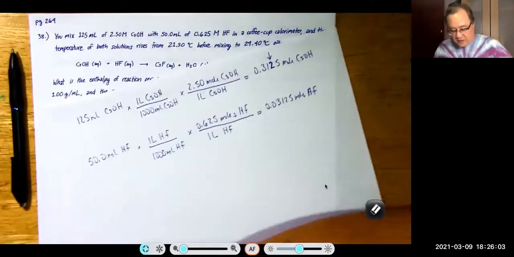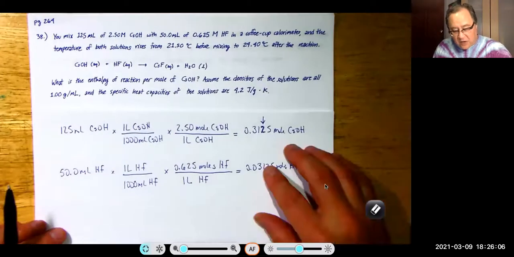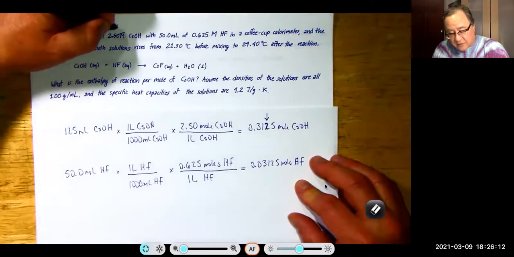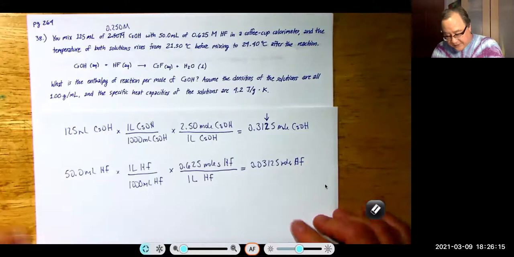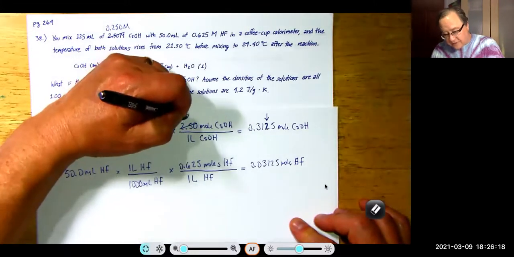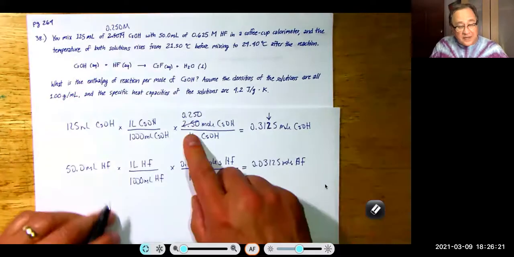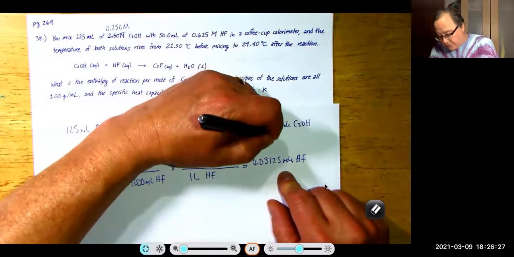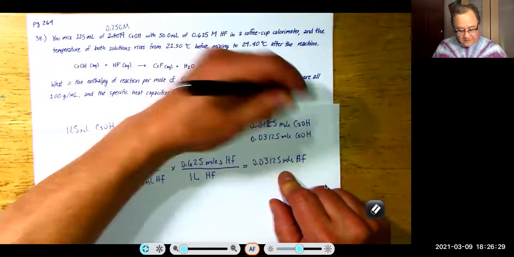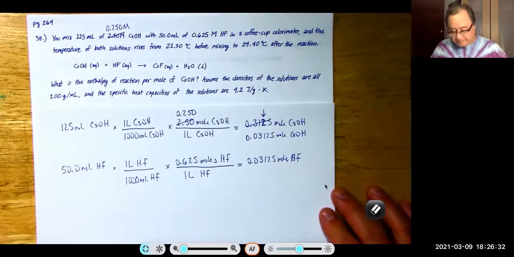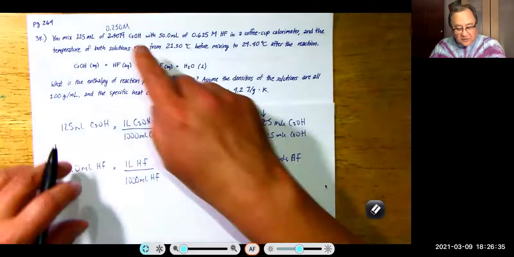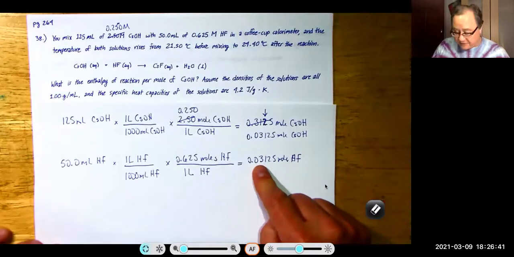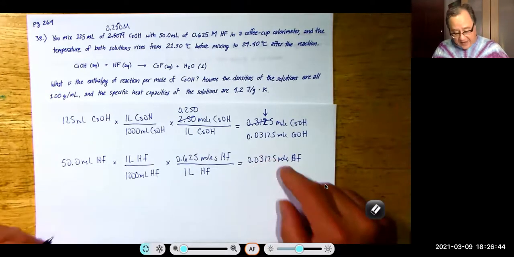So we get to correct this problem and cross this out and write 0.250 molar. And then we cross this out and write 0.250 molar. And since this number is 1/10 of that value, this number is 0.03125 moles of cesium hydroxide. Okay, so I'm glad we fixed that. Luckily, this doesn't change the volumes, it just changes the concentration. So we have precisely the amount of cesium hydroxide and HF we need to react.